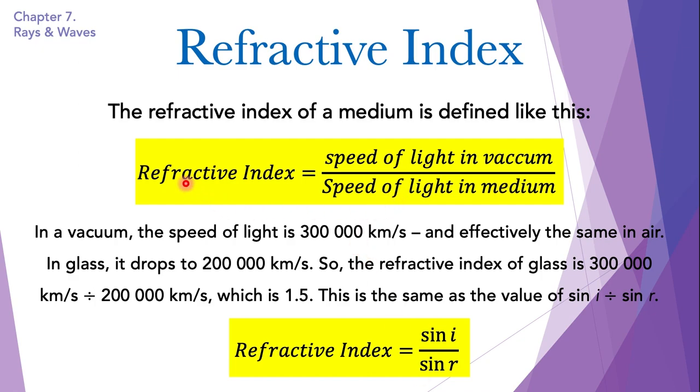Firstly, we can find the refractive index by dividing the speed of light in the vacuum by the speed of light in the medium of which we are finding the refractive index. So when we divide both the values, we will get one. Then we have the refractive index equation, which is Snell's law. This equation is sin i divided by sin r, and this is used only when we know the angle of incidence and the angle of refraction. So this is a different equation compared to this equation.